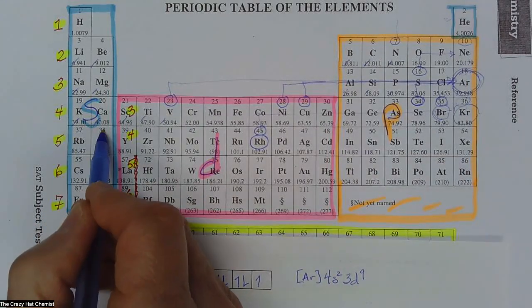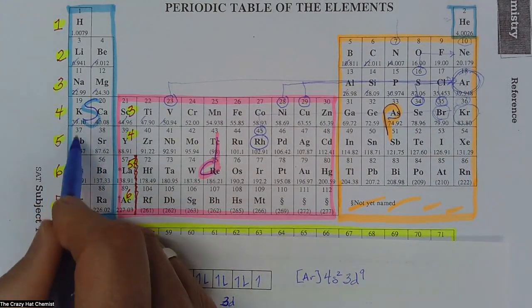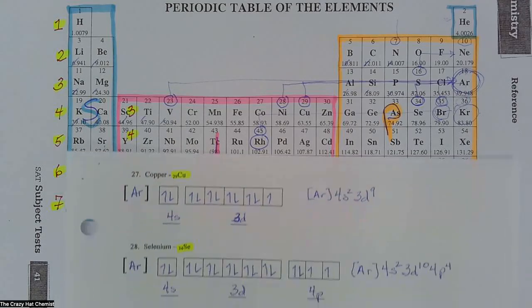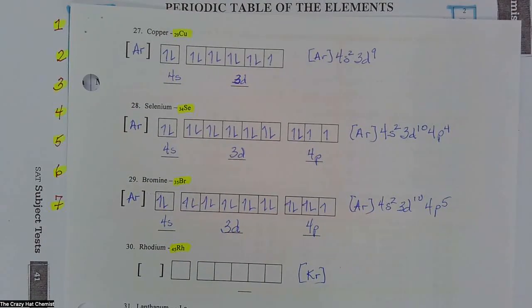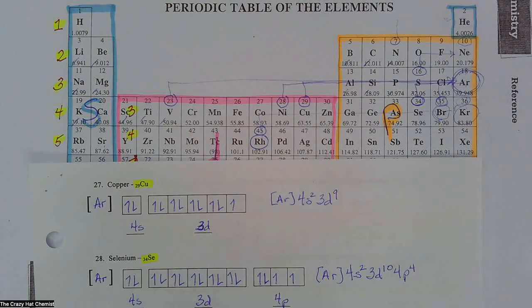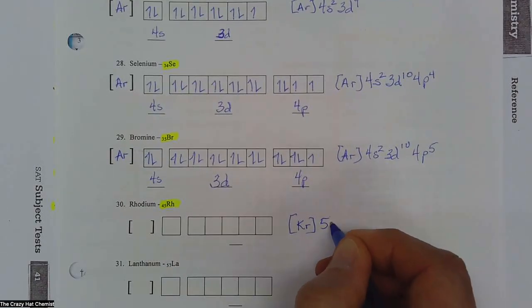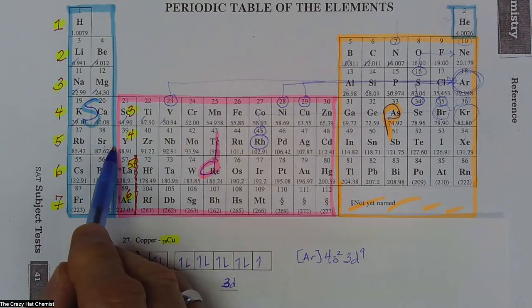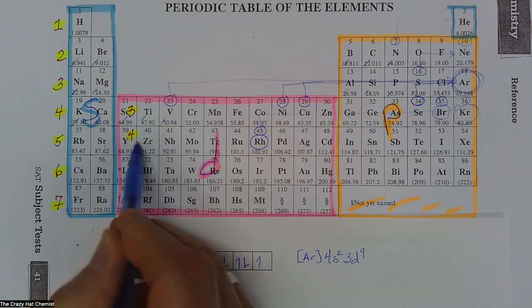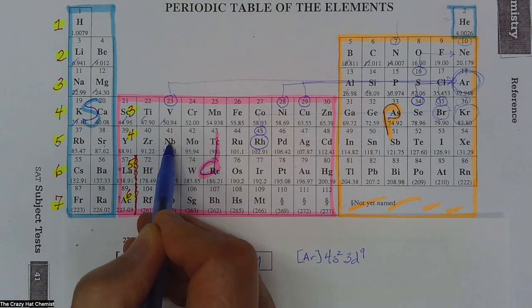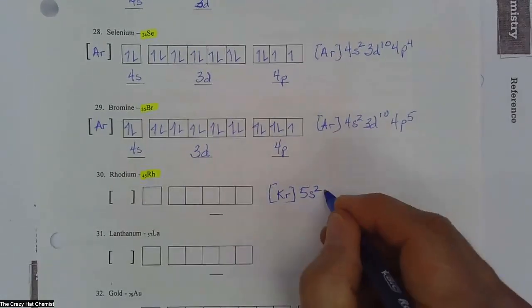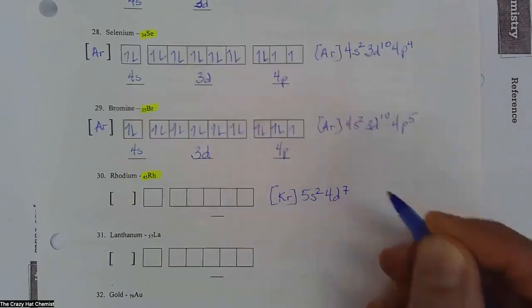I'm going to do 37 and 38. That's going to be a 5s2, just like that. Okay, so we got krypton, and we said that that's going to be a 5s2. So let's write that down. That's 5s2, just like that. All right. And then we're going to get to rhodium. It's a 4, it's a d, and it's 1, 2, 3, 4, 5, 6, and 7. So 4d7. Perfect, just like that.